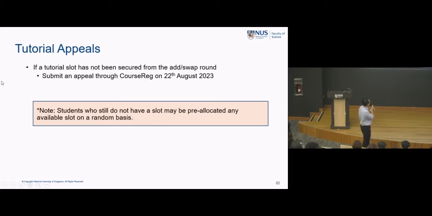If by the end of the CourseReg period you have a lecture, you have a course registered, but you don't have a tutorial, sometimes students will just be randomly allocated a tutorial time slot. Okay? So try not to get yourself in this situation.